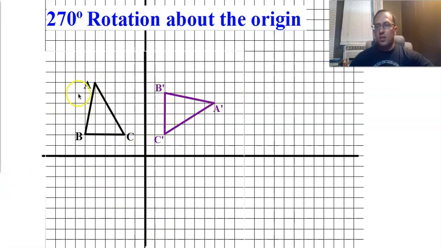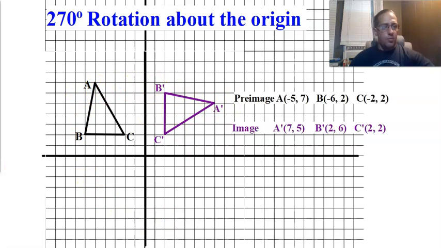Counterclockwise, always, unless it says otherwise. Okay, so let's take a look at our points. Again, the pre-image we have is at (-5, 7), and that turns into (7, 5). (-6, 2) turns into (2, 6), and (-2, 2) turns into (2, 2). Okay, so let's see here. Same numbers. See, our y value moves to the front on all of them and stays the same, and our x value moves to the back, and that changes sign. So that's what we have here.